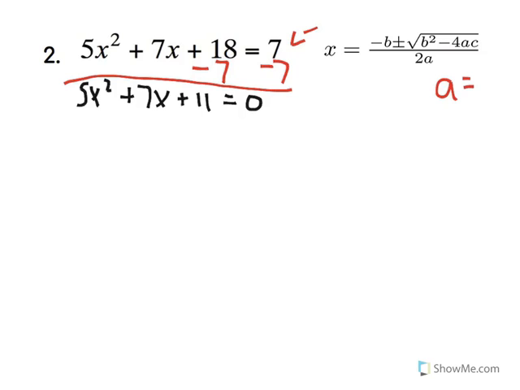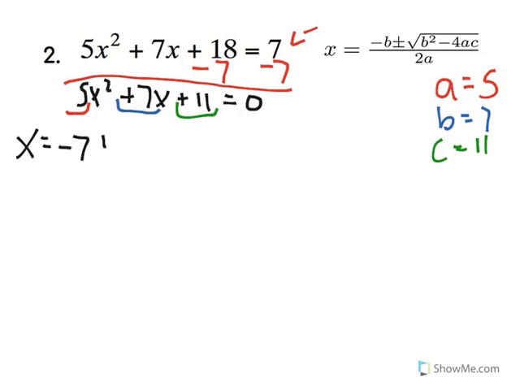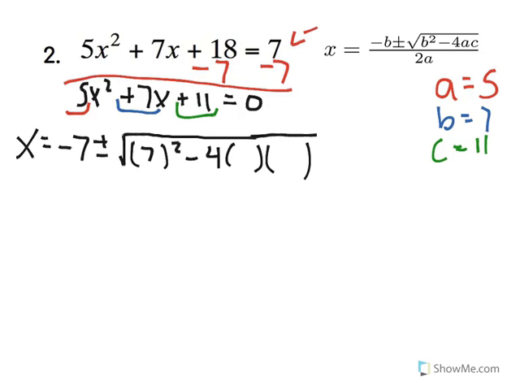Our a value is 5. Our b value is 7. And our c value is 11. So we're going to plug those into our formula. So x equals negative b, so negative 7, plus or minus the square root of b squared, so 7 squared, minus 4, a times c, where a is 5 and c is 11. And then everything is divided by 2 times a, which is 5.